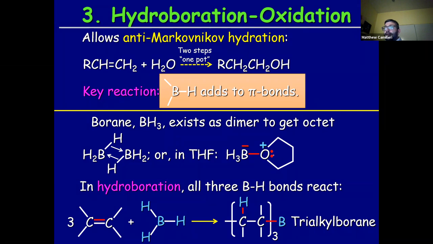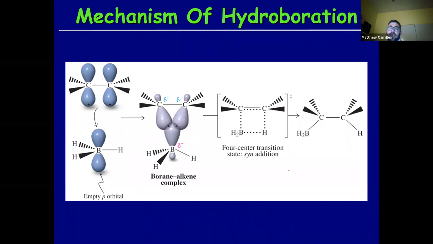Now, this full octet will be achieved by something like this. Okay, so it will end up being an sp3 hybridized boron. Normally borons are sp2 hybridized because the last p orbital will not be reacting. Once that happens, you will form a four-centered transition state.